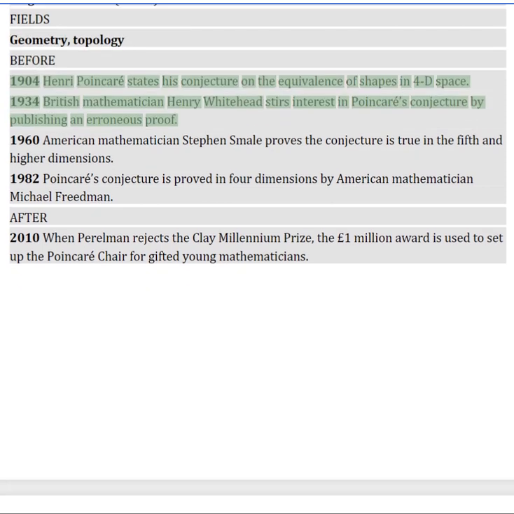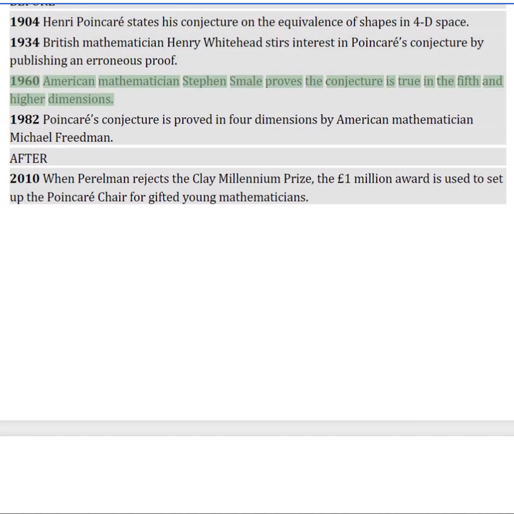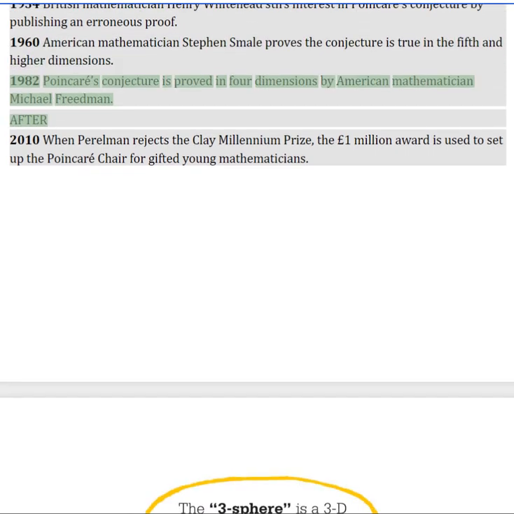1904: Henri Poincaré states his conjecture on the equivalence of shapes in 4D space. 1934: British mathematician Henry Whitehead stirs interest in Poincaré's conjecture by publishing an erroneous proof. 1960: American mathematician Stephen Smale proves the conjecture is true in the fifth and higher dimensions. 1982: Poincaré's conjecture is proved in 4 dimensions by American mathematician Michael Friedman.